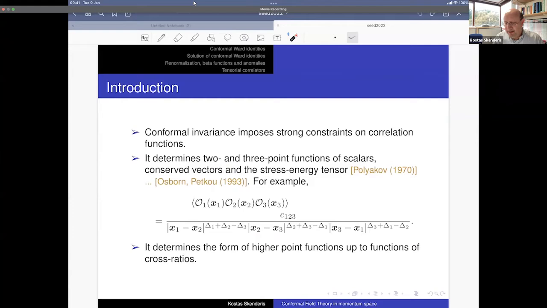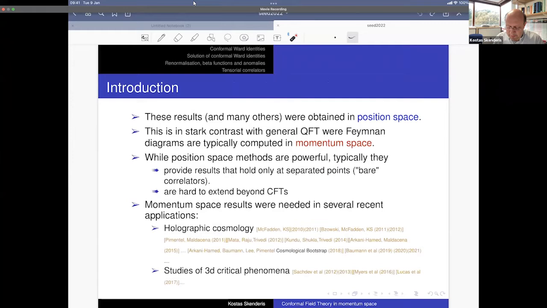But correlators generically in quantum field theory develop short distance singularities when you take the points close to each other. Dealing with those is what renormalization is all about. So ideally, one would like to know the results not just at separated points, but at all points. Furthermore, these position space techniques are very hard to extend away from the conformal point. So ideally, we'd like to have techniques that allow us to describe more general quantum field theories.